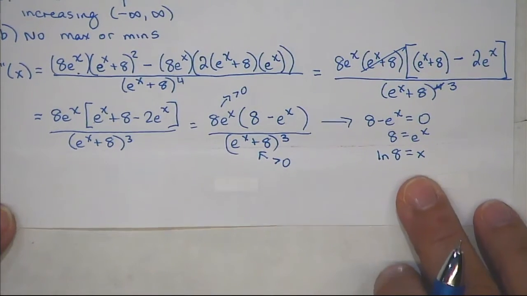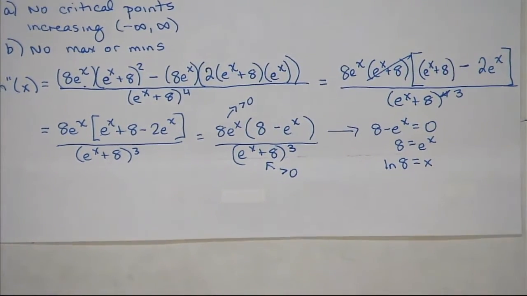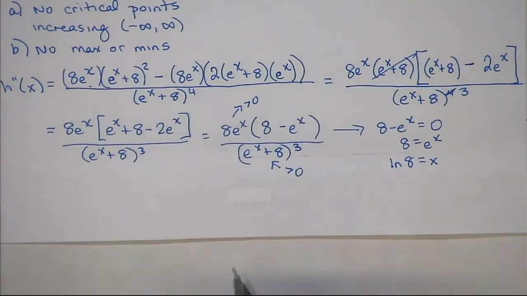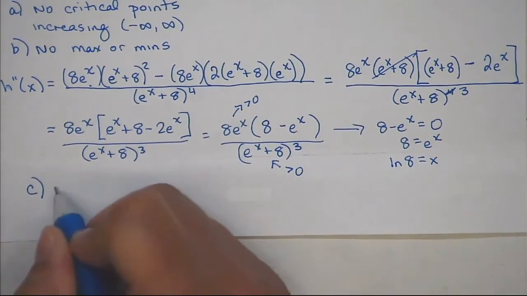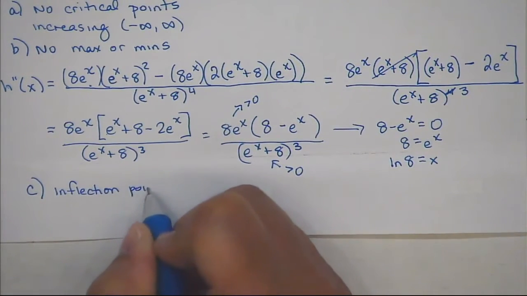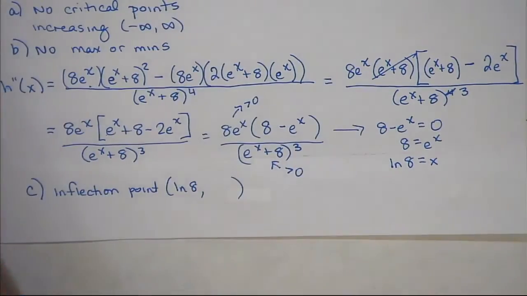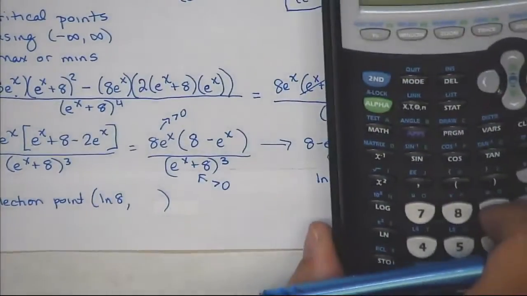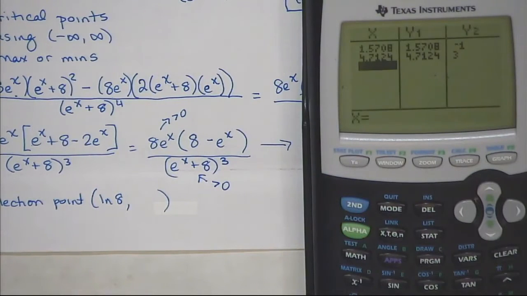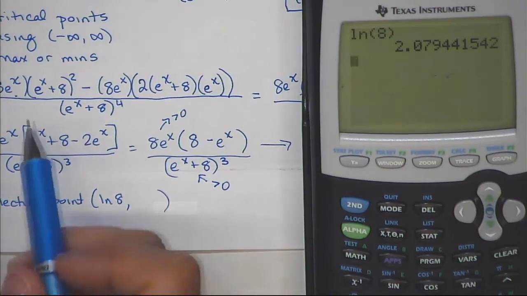All right, so I need to find in part C inflection points and where this thing is concave up and concave down. First off, I'm going to do part C. Let's do our inflection point. So that's going to be the natural log of 8. You can use the decimal, 2.07, if it makes you happy, because some of you don't think that's a number.